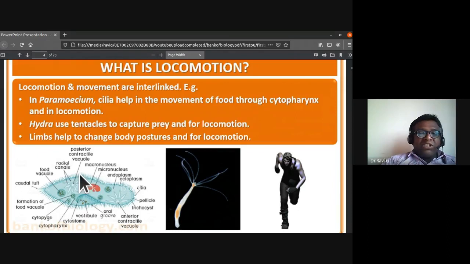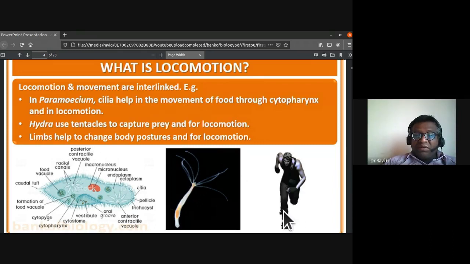Example, in paramecium, they have cilia. Cilia help in the movement of food through the cytopharynx. They guide them. You can notice the cytopharynx, an almost mouth-like structure in this unicellular organism. So the cilia guide the movement of food through this cytopharynx, and cilia also help in locomotion. So you might find this ciliary movement. Hydra use tentacles to capture prey and for locomotion. So they help in capturing the prey and for locomotion.